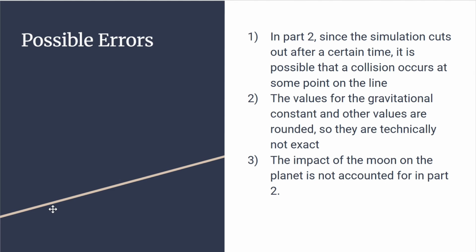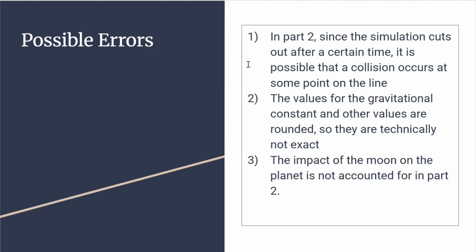Discussion. Some of the possible errors that we may have had were, first of all, in part 2, since the simulation cuts off after a certain time, it is possible that a collision occurs at some point in the future, not accounted for during the time value that we set. And then number 2, the values for the gravitational constant and other values are rounded, so they're technically not exact, but that really shouldn't cause much of an issue. And then number 3, the impact of the moon on the planet is not accounted for in part 2, but again, since there's such a difference in mass, that really shouldn't make too much of an issue.